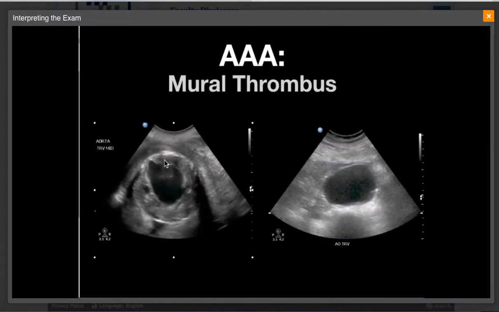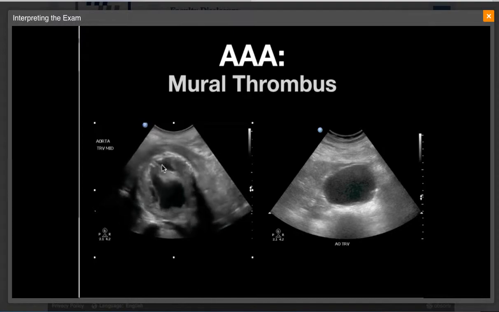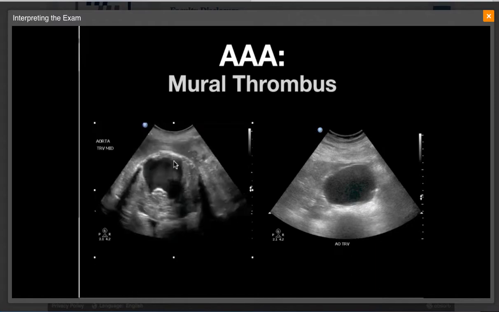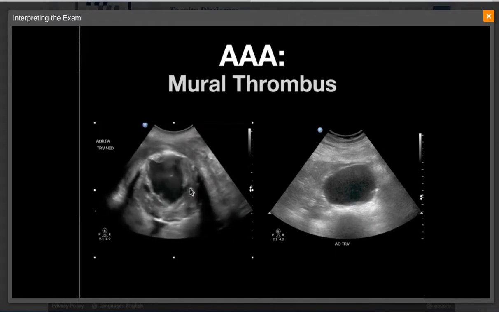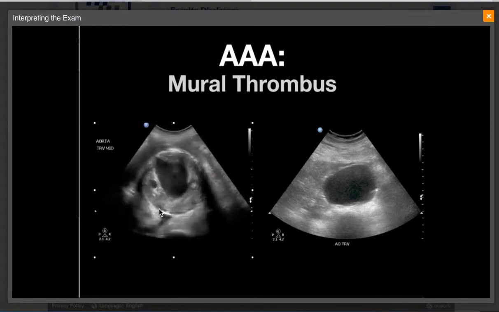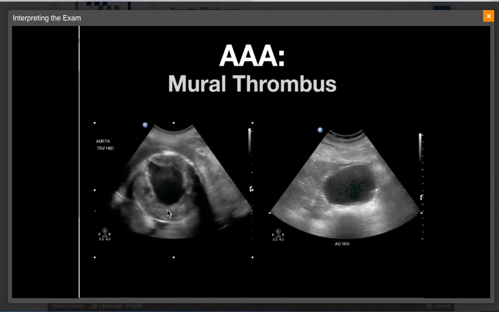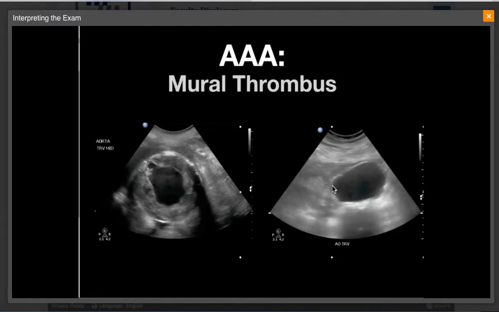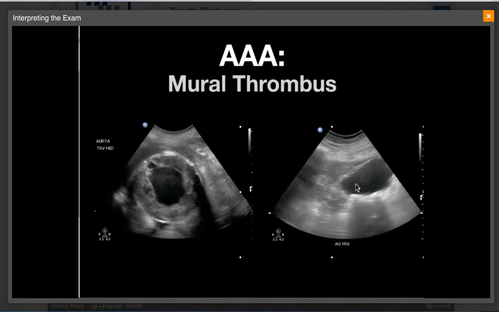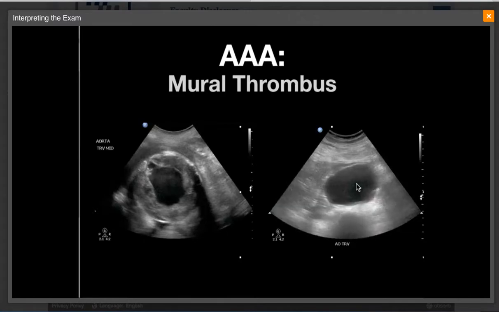In patients with AAAs, mural thrombus is frequently present. Note in this patient on the left that there is a relatively large amount of thrombus present. Now, the degree of thrombus formation can vary from patient to patient. If you look at the patient on the right here, who also has a very large AAA, you can see that there is very little thrombus formation present.